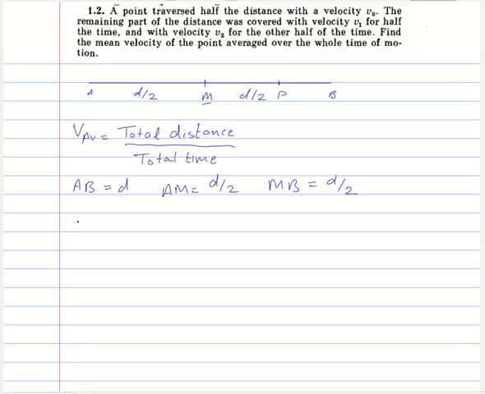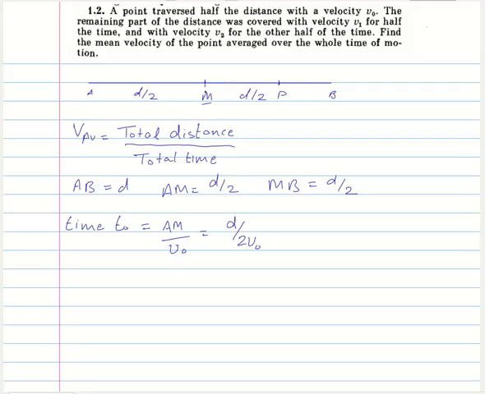So the time taken for covering the distance AM, time t0, is actually equal to AM divided by v0, which is equal to d by 2 v0.